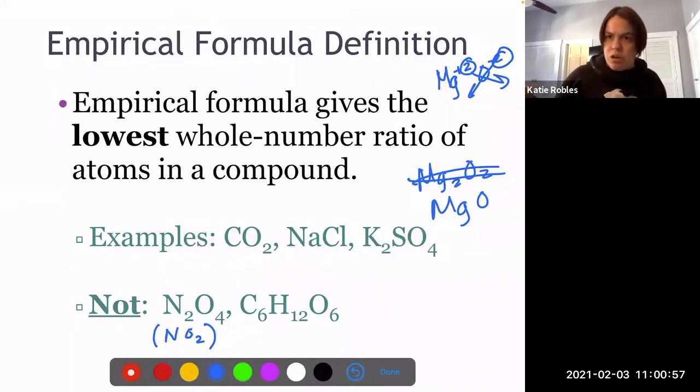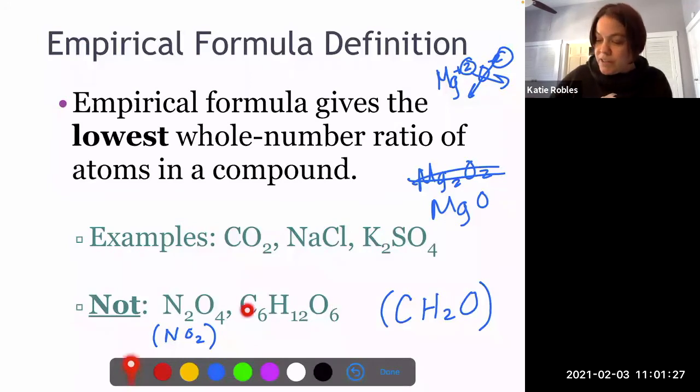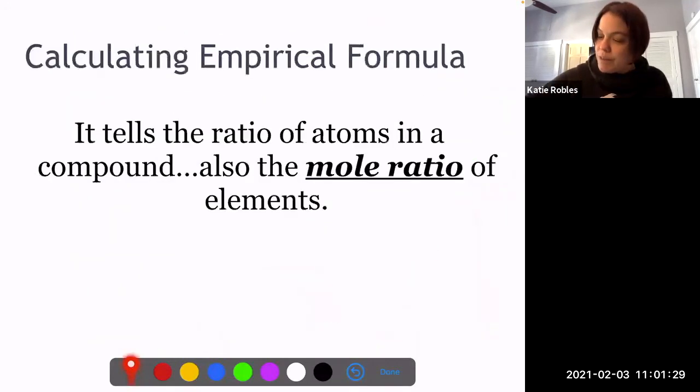C6H12O6, glucose, really important. It's in photosynthesis. You should have heard about it before. It is not an empirical formula. It's what we call a molecular formula. Its empirical formula is a 1 to 2 to 1 ratio. Got it? So why do we do these? Well, we're going to use those percentages that we used before to figure out empirical formulas. And then from there, if we're feeling saucy, we can get to molecular formulas.